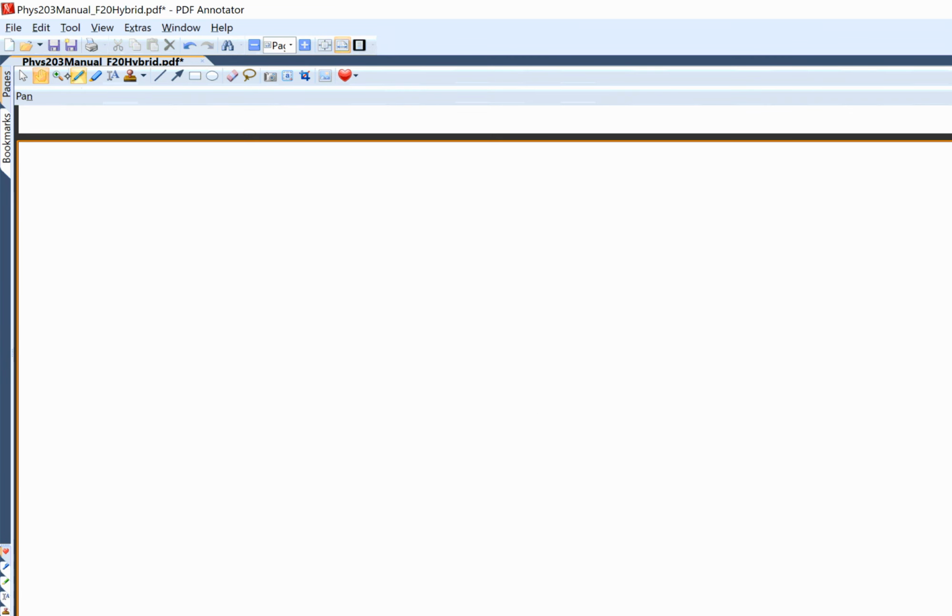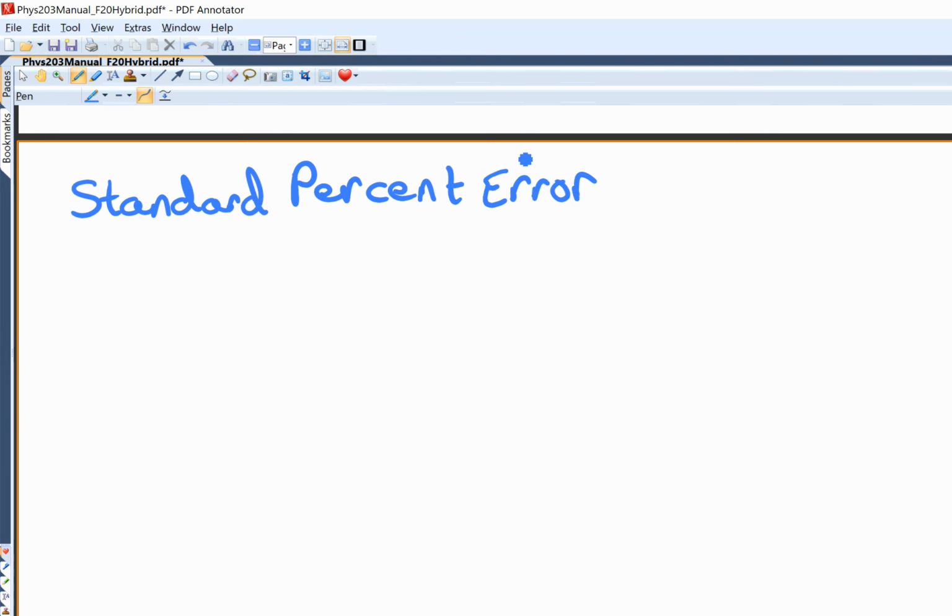Now there's something that's not in your lab manual, and that is the standard percent error. And I want you to know how to do that. And then I'll show you one other thing that you need to be able to do. Sorry, we had taken this out because this lab used to be kind of long, but now we've taken some other stuff out, so now we're putting this back in. This is a very important skill.